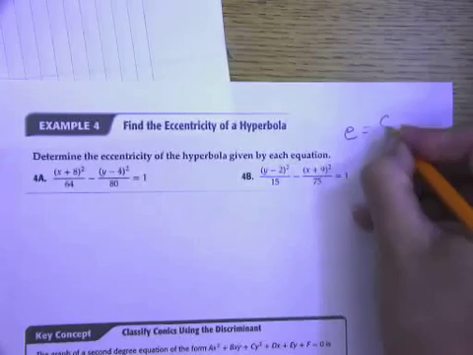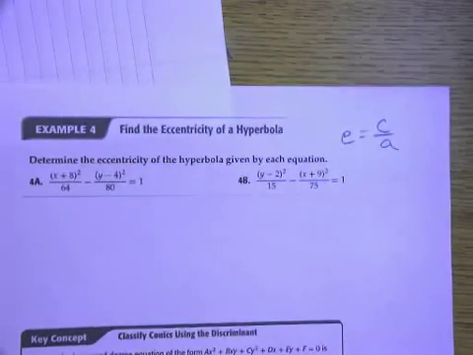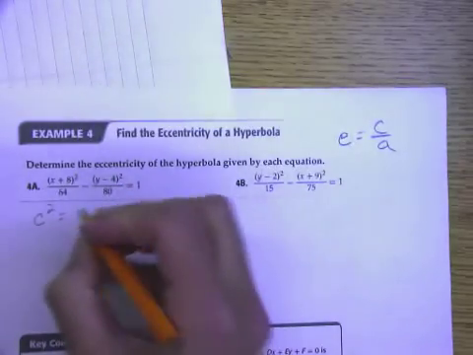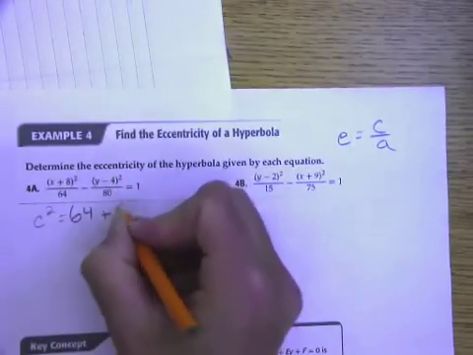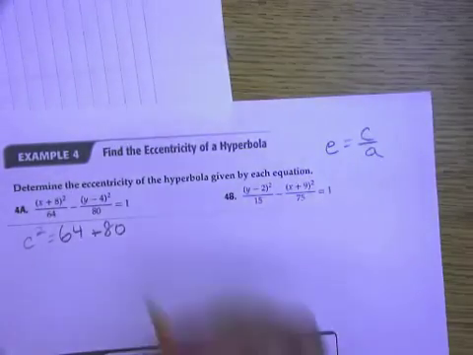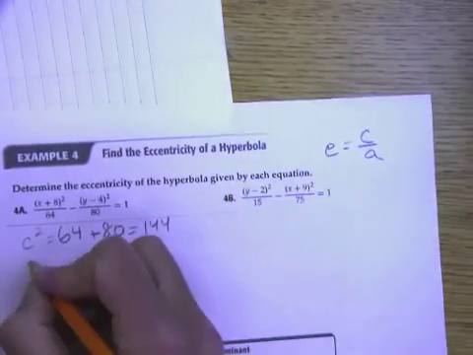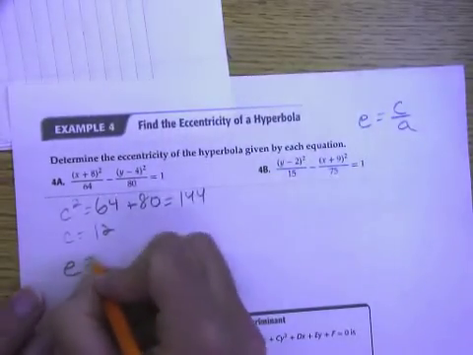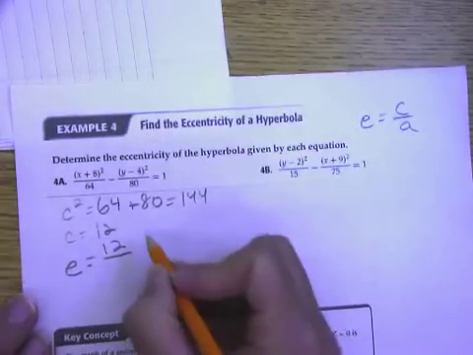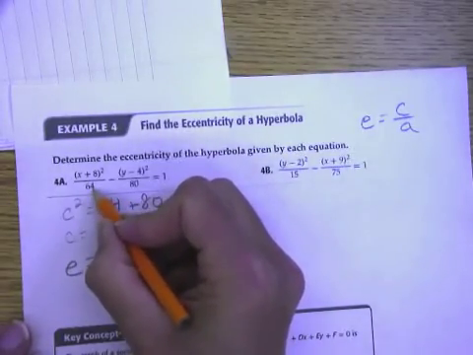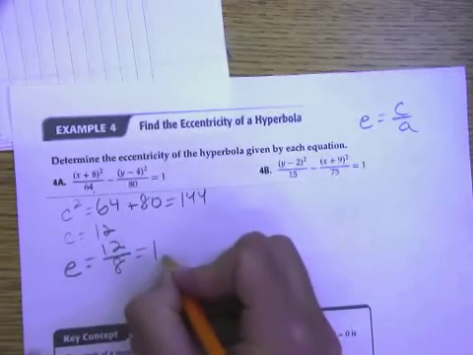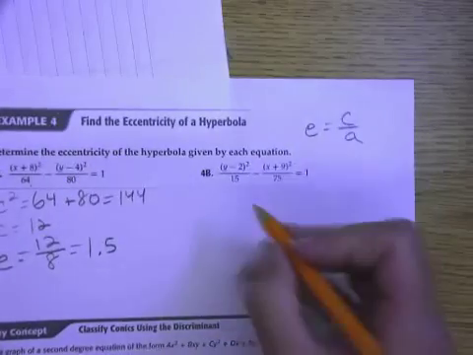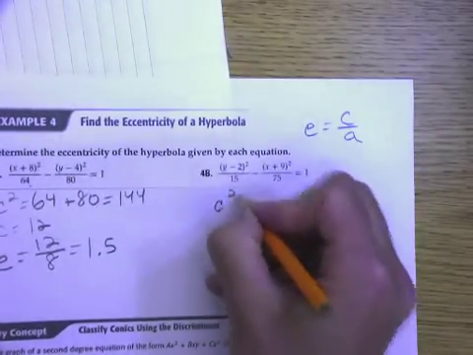Very much like ellipses, hyperbolas have eccentricity. The formula is the same. What's different is how to find the value of c. So c squared equals a squared plus b squared for a hyperbola. So this is 144, making c 12. So e will be 12 over my a value, which is the square root of 64, or 8. So my eccentricity is 1.5.